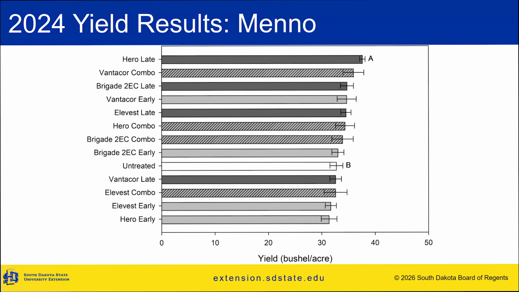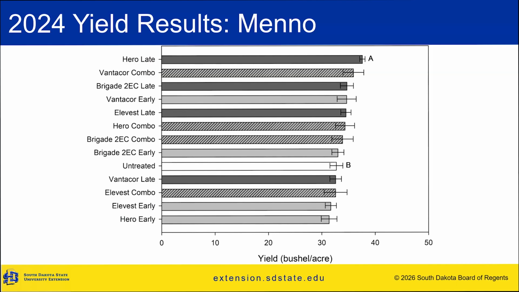And so here's a graph from our Minnow location. Just to walk you through it first, we have our treatments over here. There's the treatment name and then late, combo, or early, just to indicate when those were sprayed. The dark gray bars represent all of the later treatments, the lighter bars all of the early treatments, and the ones with the lines inside the bar represent the combination treatments. And down here is our yield in bushels per acre.